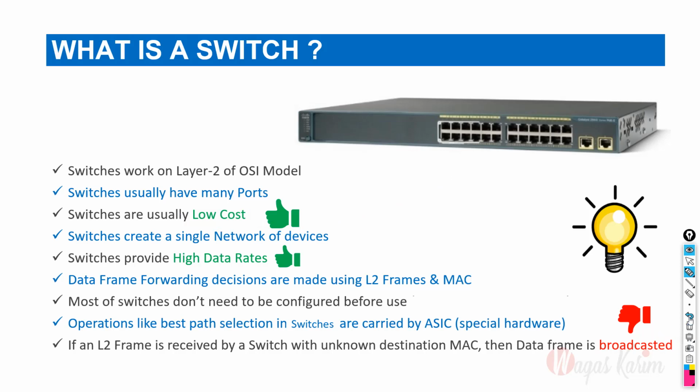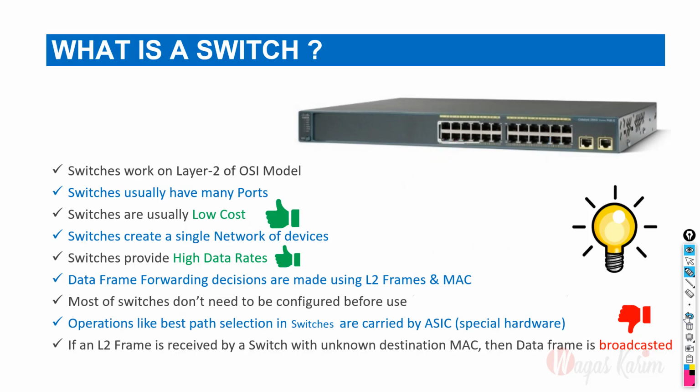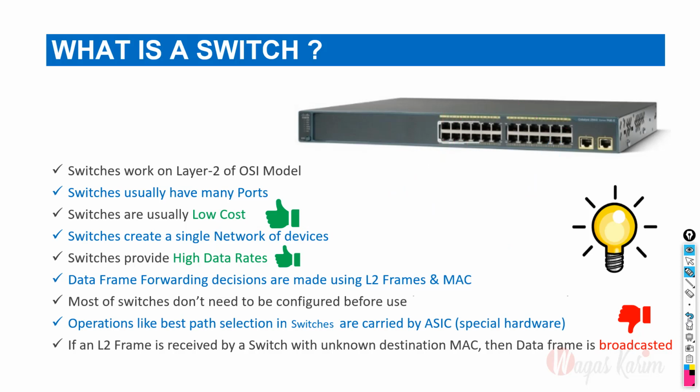Another important point about switches is that they usually create a single network of devices, meaning it is not possible that some of the devices belong to one network on a switch and some other devices form a separate network, a separate subnet. In simple words, it's not possible for these devices to have this kind of subnet, and some devices have this kind of 192.168 type of subnet. If one device belongs to one subnet, the other devices should belong to it so that they can communicate with each other. Otherwise, they will not be able to communicate with each other unless you have VLANs, which is a separate topic.